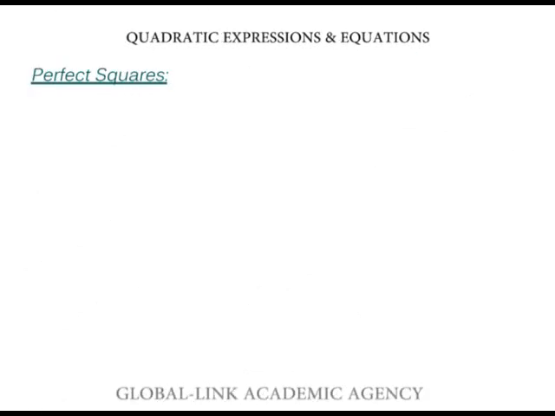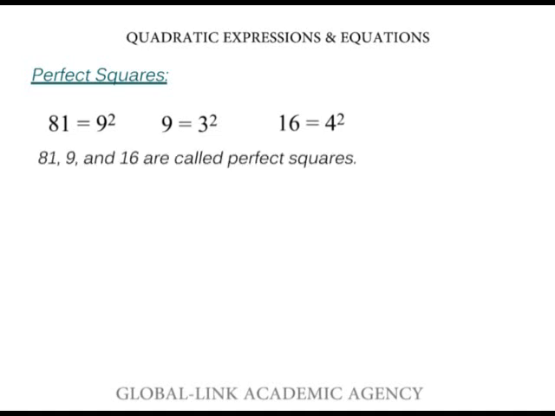Perfect squares. 81 is equal to 9 squared. 9 is equal to 3 squared. 16 is equal to 4 squared. 81, 9 and 16 are perfect squares as opposed to numbers such as 10, 5, 7, etc.